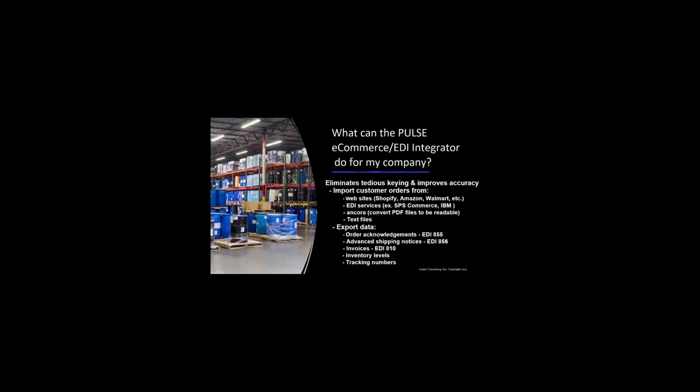So this is kind of an overview of what our software can do. It says at the top, what can the software do for your company? The main goal is to eliminate tedious keying of customer orders, reducing errors. And then we can bring in orders from a variety of sources. We developed this about 10 or 15 years ago.